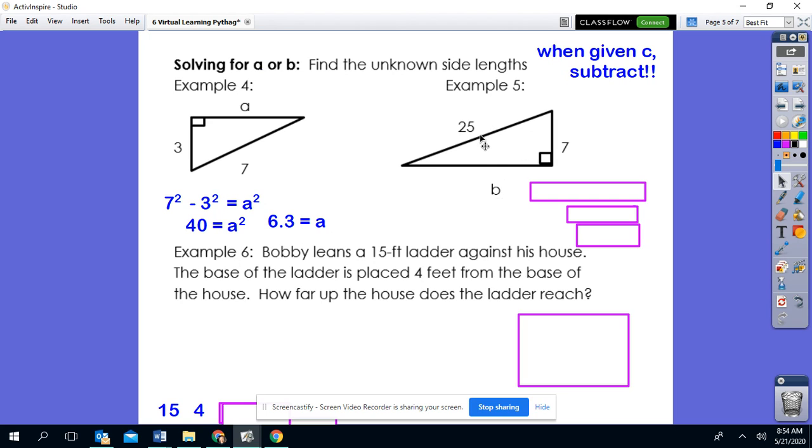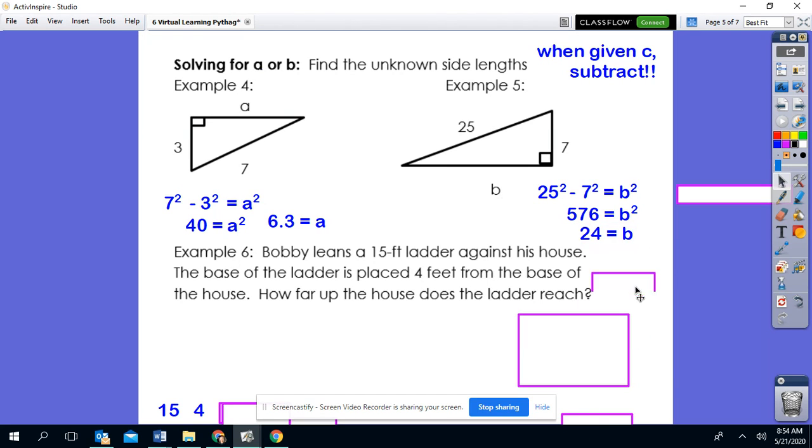Okay, example 5, again, we're given the hypotenuse. We are given C, so we want to subtract. You always set up that 25 first, so 25 squared, minus whatever side you are given, so that's minus 7 squared, and that gives me B squared. So 25 squared is 225 minus my 7 squared, which is 49, and that gives me 576. So B squared, and then we would have to take the square root. That one did come out to be a whole number of 24. Okay, so when you're given C, anytime you have the hypotenuse, you need to set it up as a subtraction.